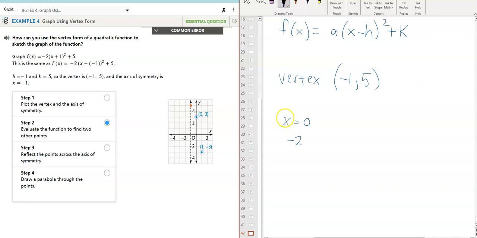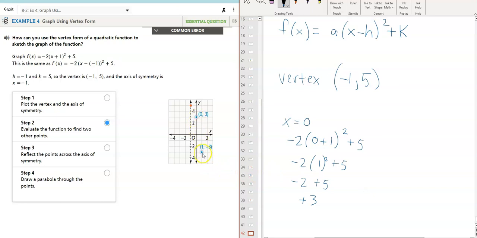Okay, I would do -2 times 0 plus 1 squared plus 5. Okay, so -2 times 1 squared plus 5. -2 times 1 is just -2, plus 5 is -3. Oh, sorry, +3. That is how they got this point right here, was they took a value for x, they plugged it into the equation, and then they got their coordinate, their ordered pair.